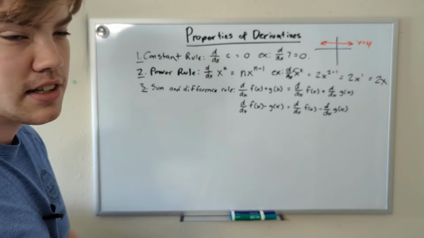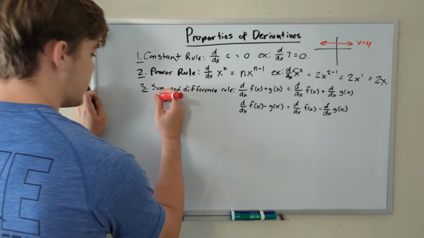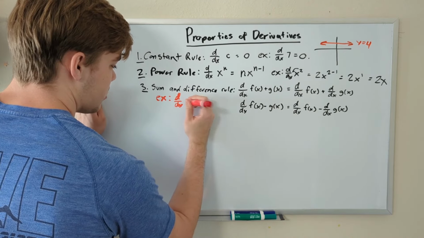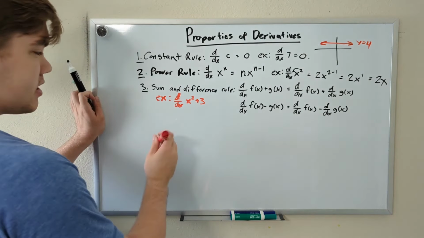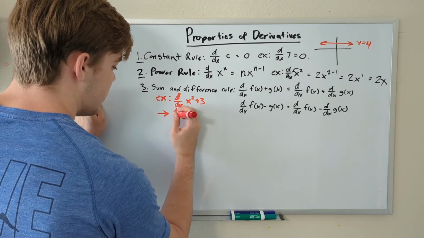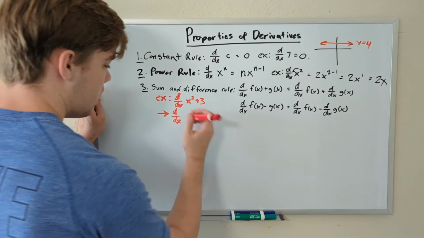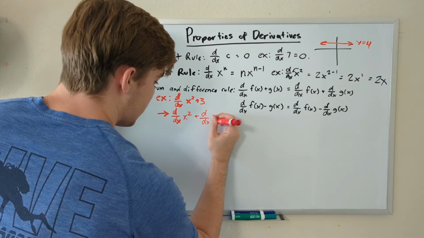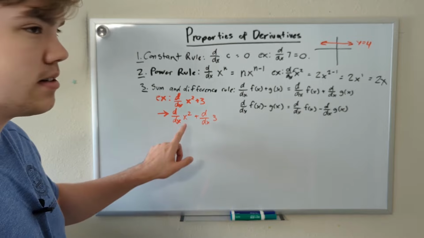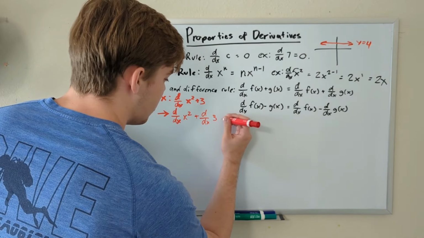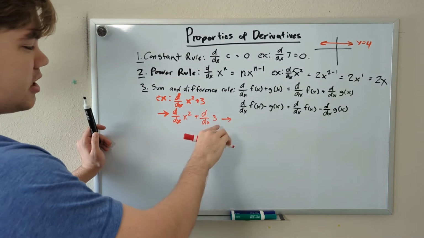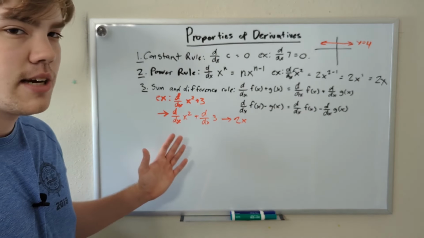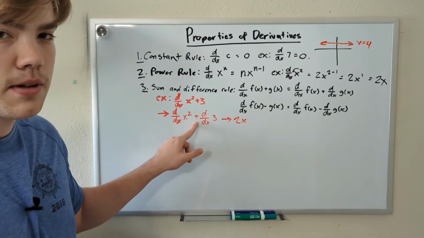Let's do a quick example, and let's do it in red just for fun. Our example here will be the derivative of x squared plus 3. We can split this into the derivative d over dx of x squared plus the derivative d over dx of 3. Using our power rule, the derivative of x squared turns into 2x, and using our constant rule, the derivative of 3 is just 0, so this derivative is just 2x. And we could do the same thing for subtraction, just replacing this plus with a minus.